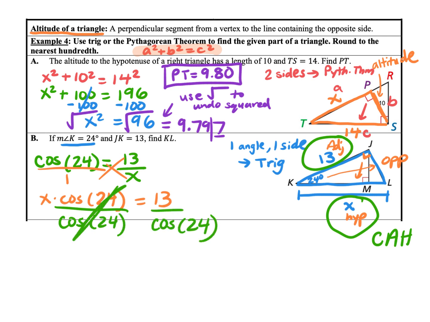And then we'll just grab our calculator and type 13 divided by the cosine of 24. And when you do that, the calculator is going to give you 14.230. For rounding purposes, 0 rounds down, so that missing side, KL, is just 14.23.